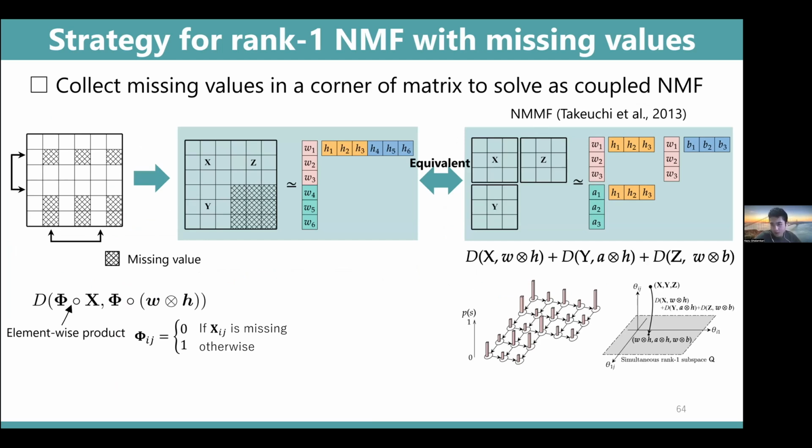This slide shows the key idea of our method. We focus on the relationship between two tasks, NMF with missing values and non-negative multiple matrix factorization. We can find a closed analytical form of the rank 1 NMF. Then we utilize the formula for NMF with missing values. Firstly, we discuss the rank 1 NMF.